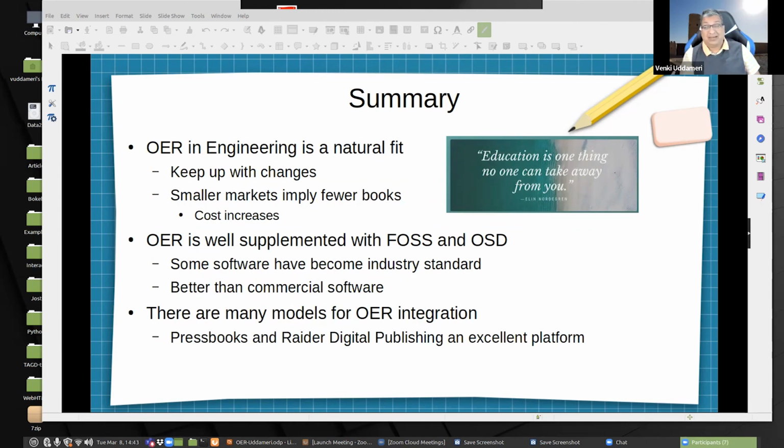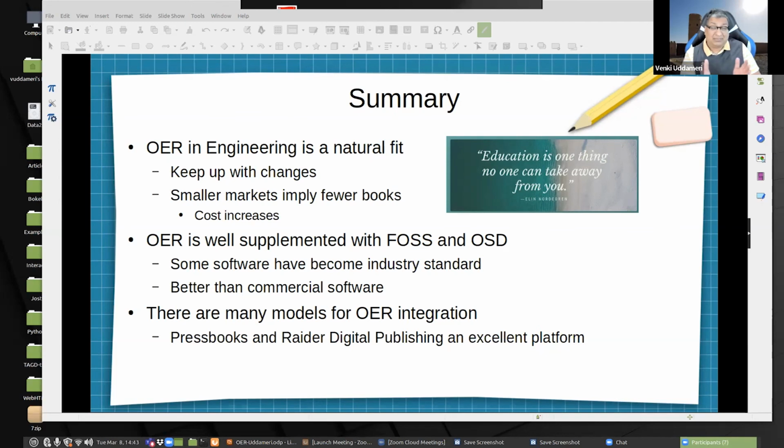If you integrate FOSS and OSD, the free and open source software, as well as open source data sets with OER, it becomes even more powerful. And some of these open source software have become industry standard in recent times, partly because they're being supported by Google, Facebook, and others who have been developing libraries to support some of the advanced analysis that are available for free. They are better than commercial software because there are thousands of people working on it worldwide to make things better.